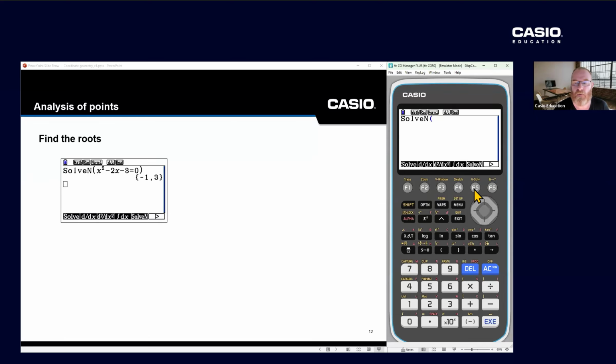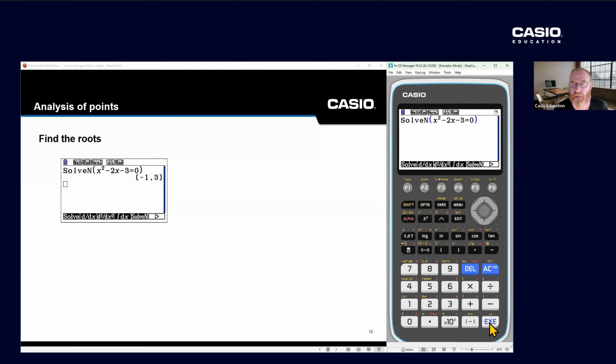You can enter your equation, so I can enter x squared subtract 2x subtract, get it right, 3. I can make sure to use the X,θ,T key for your variable. You enter your equal sign with a shift and a decimal point. You can see the equal sign is labeling the decimal point. Set it equal to 0.